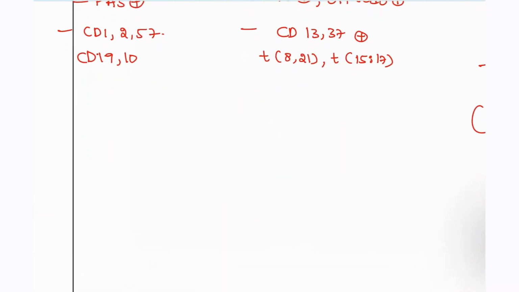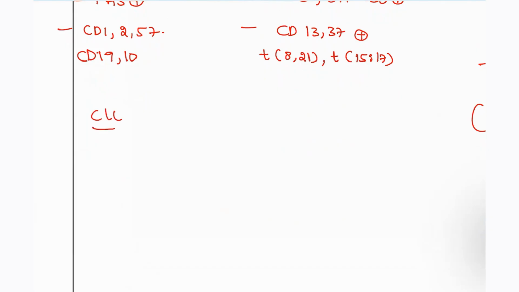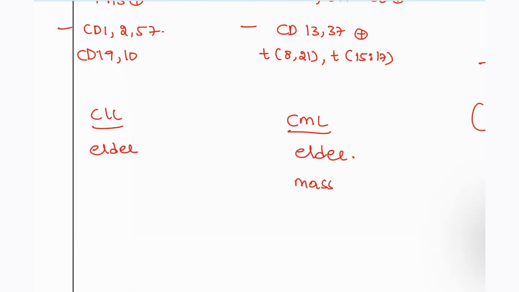Next, coming to the difference between CLL and CML. Okay, CLL and CML. Most commonly, both of these are seen in elderly patients only. Okay, next, these patients are associated with massive splenomegaly.